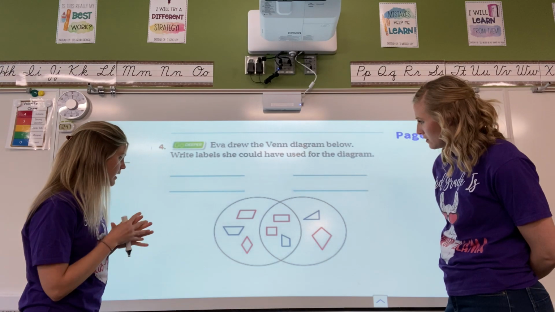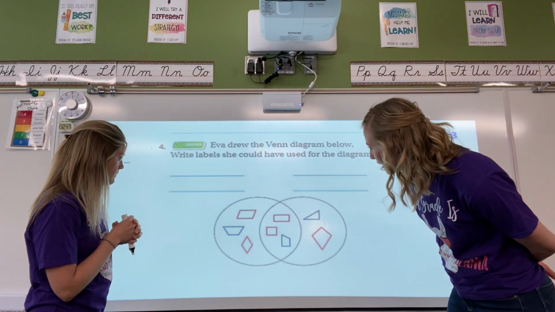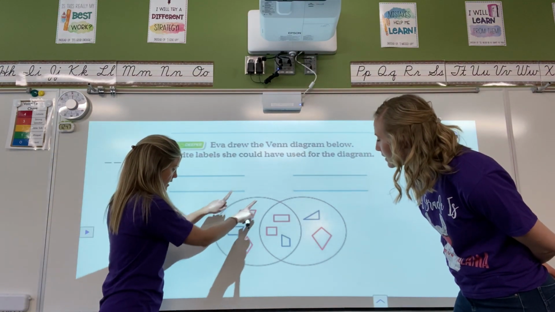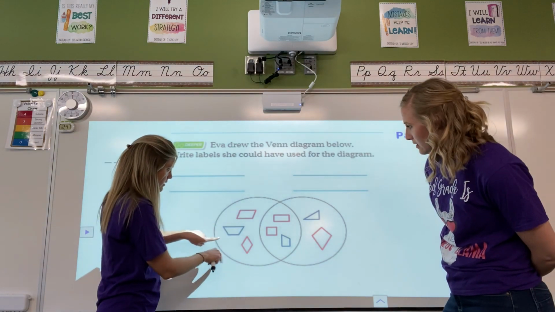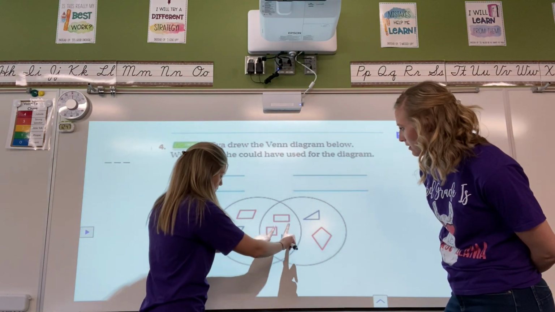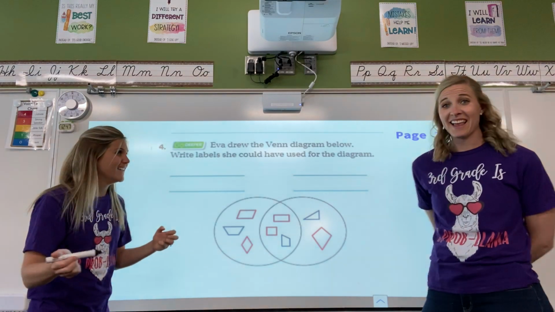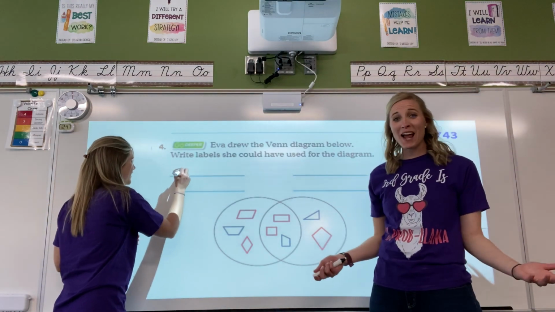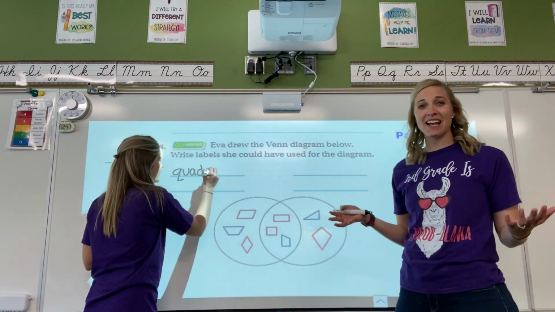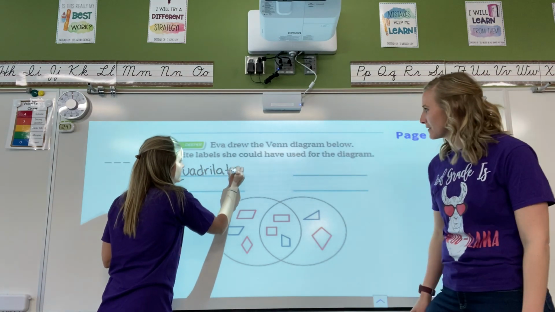Let's see if there's something else they have in common. Well, this has parallel sides. Yeah. This has parallel sides. Yep. Parallel, parallel, parallel. So they're quadrilaterals with parallel sides. Cool.